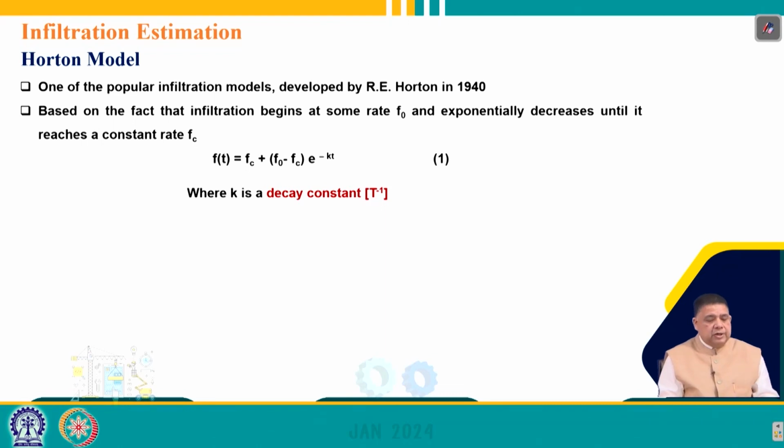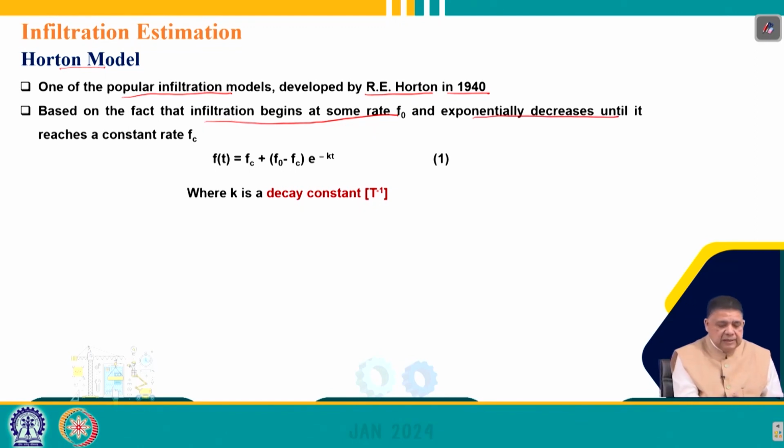Starting with the Horton model, it is one of the popular infiltration models developed by R.E. Horton in 1940. It is based on the fact that infiltration begins at some rate f0 and exponentially decreases until it reaches a constant rate fc. This is the infiltration equation given by Horton, that is ft is fc plus f0 minus fc e to the power minus kt, where k is a decay constant.